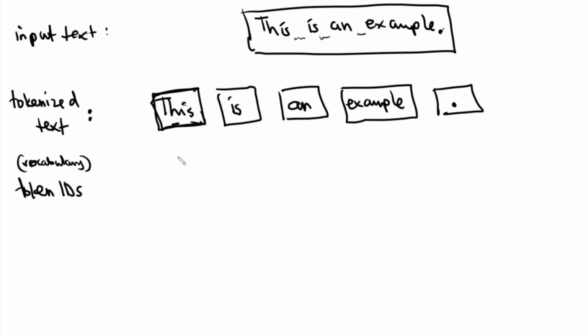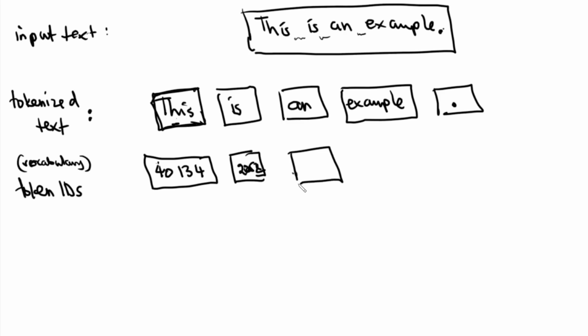So this capital letter, what is the token ID? We extract the token ID from that vocabulary. For example, it could be 40,134. That is the token ID. And "is" could be 2052. That is the token ID. And the token ID here could be 133. And then 389 is the token ID, for example, and the period is its own token ID, maybe 12.